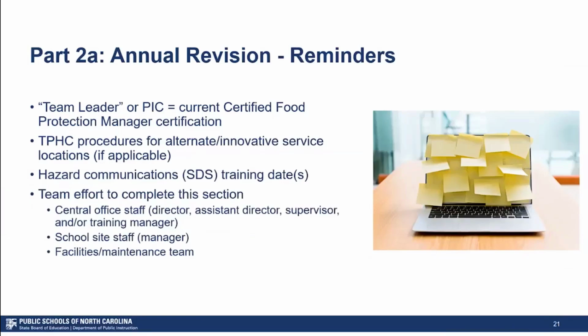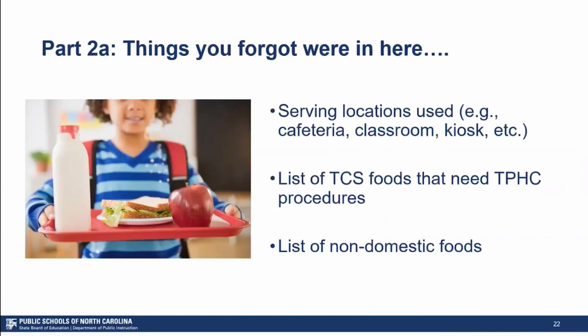All right, continue on. Just a couple things that we get questions about a lot in Part 2A. Things that are in there: what serving locations you're using, a list of TCS foods that will need TPHC procedures, and your non-domestic list should go in this section, a copy of it.